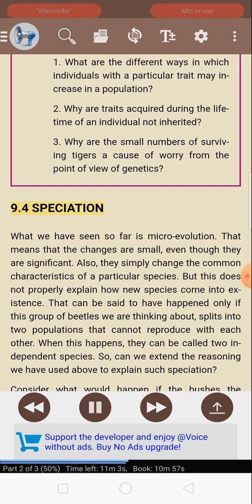9.4 Speciation. What we have seen so far is microevolution. That means that the changes are small, even though they are significant. Also, they simply change the common characteristics of a particular species. But this does not properly explain how new species come into existence. That can be said to have happened only if this group of beetles we are thinking about splits into two populations that cannot reproduce with each other. When this happens, they can be called two independent species. So, can we extend the reasoning we have used above to explain such speciation?